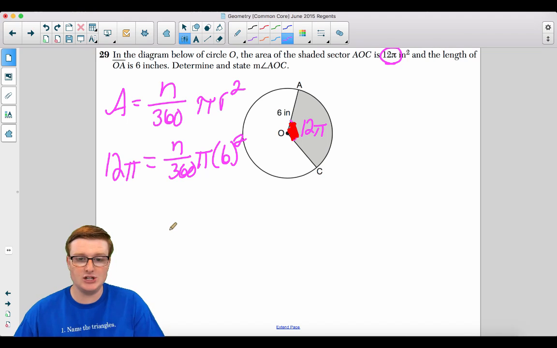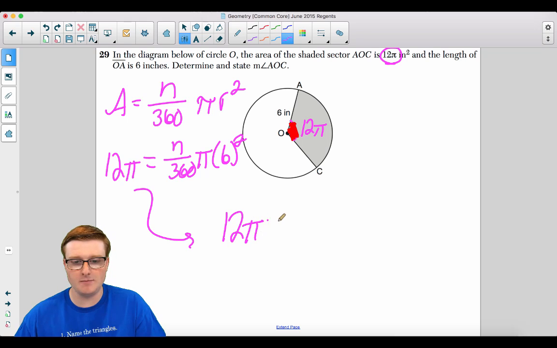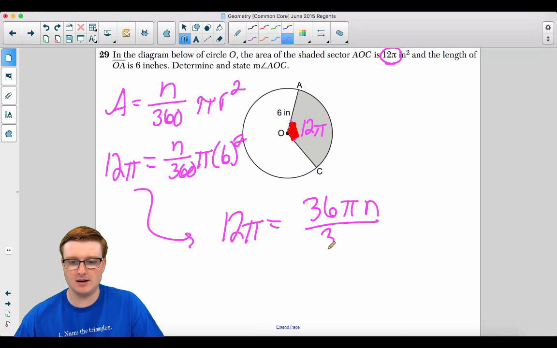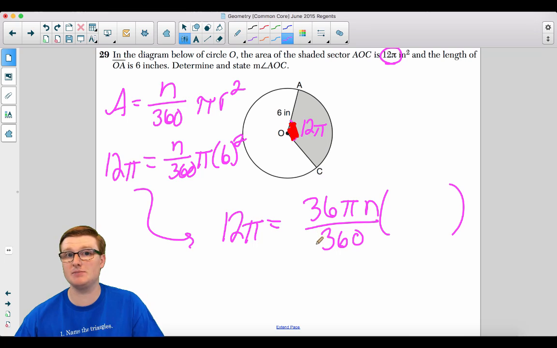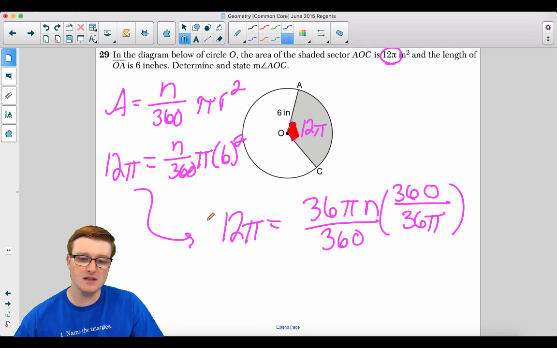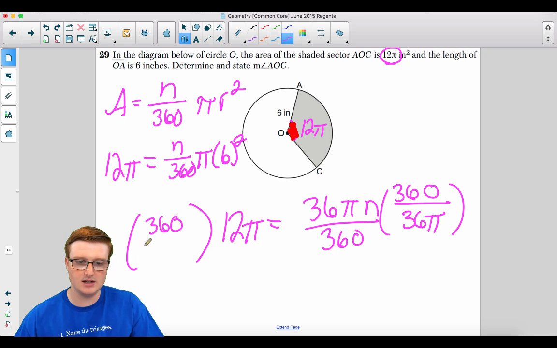So what I'm going to do is simplify this as much as I possibly can. So 12 pi is equal to 6 squared, which is 36. So that's 36 pi n in the numerator divided by 360. To solve for n, I'm going to multiply by the reciprocal, or just flip the fraction. So that's going to be 360 over 36 pi. And what you do to one side of the equation, you must do to the other side of the equation. So 360 over 36 pi.